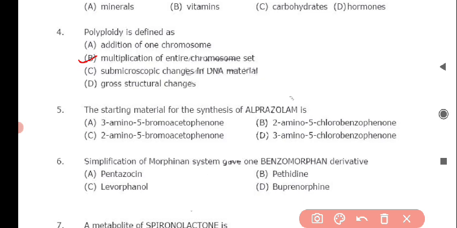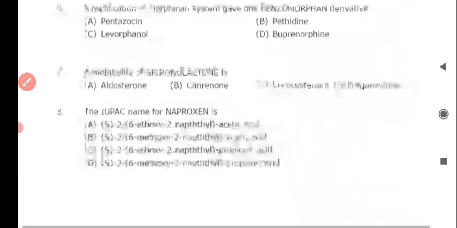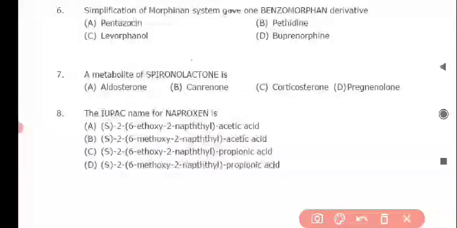The next question is the starting material for the synthesis of alprazolam is, and the correct answer is option B, 2-amino 5-chlorobenzophenone. The next question is simplification of morphine system gave one benzomorphin derivative, and the correct answer is option A, pentazocine. Next question is a metabolite of spironolactone is, and the correct answer is option B, canrenone.